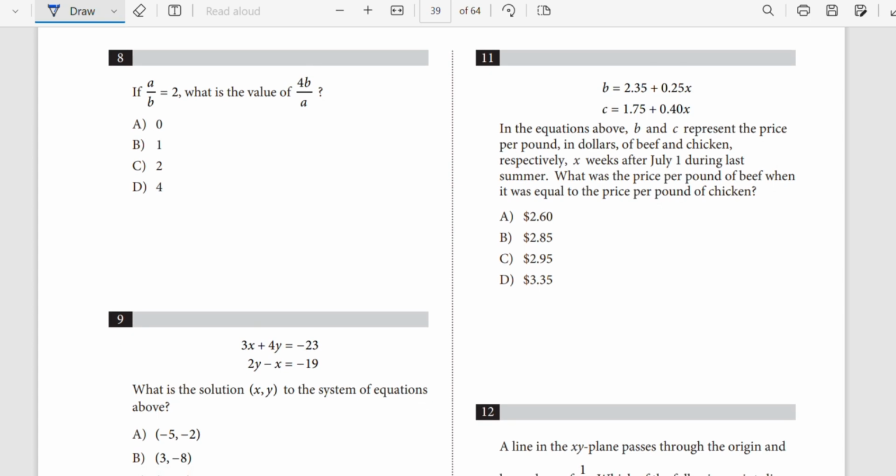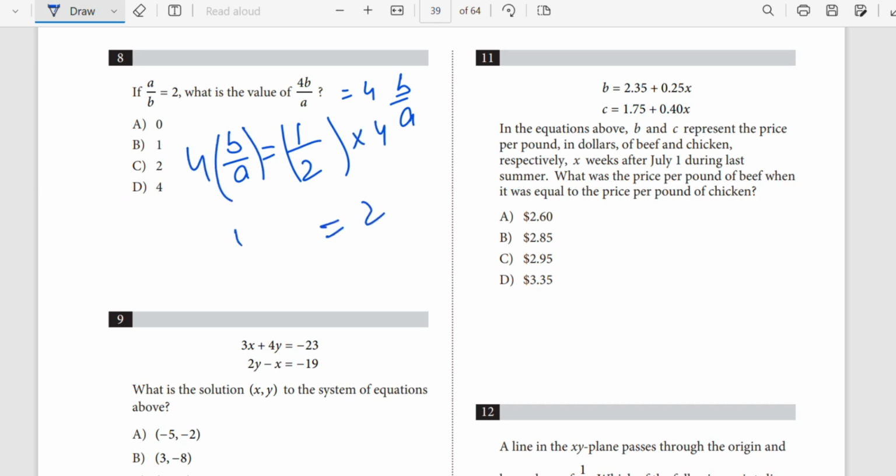Question number 8. If A over B is equal to 1/2, we need 4 times B over A. So A over B is 1/2. What is B over A? B over A is equal to 2. Multiply both sides by 4. So it becomes 4B over A. So the answer is 8.